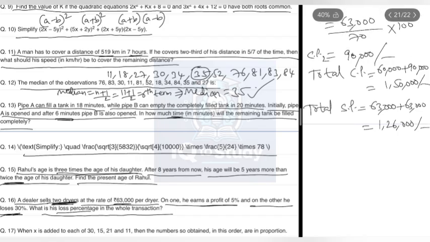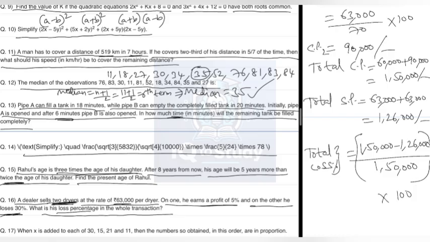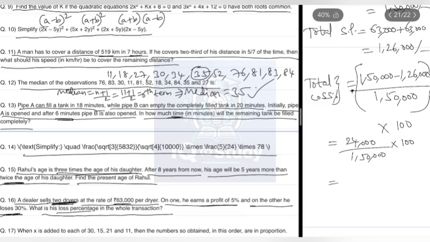So the loss formula is total loss percentage is equal to 1,50,000 minus 1,26,000 divided by 1,50,000 into 100, that is 24,000 divided by 1,50,000 into 100. After simplification, we get 16%.